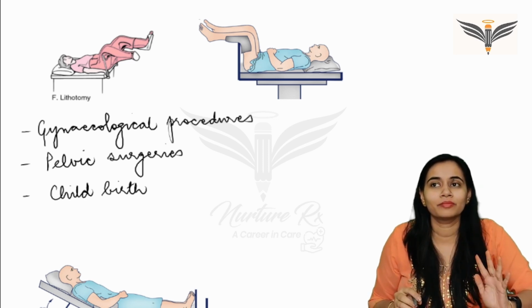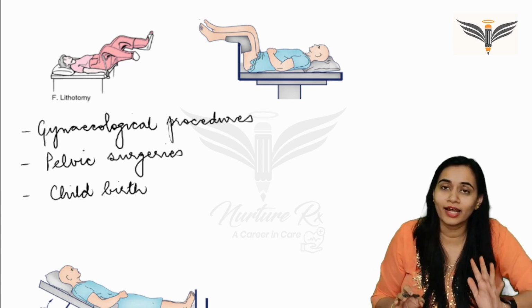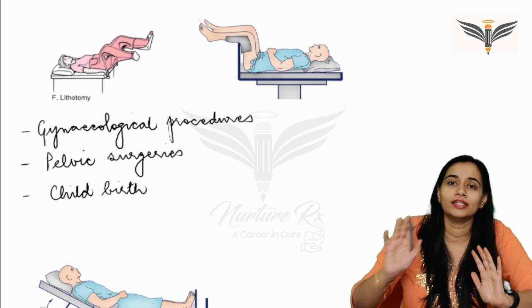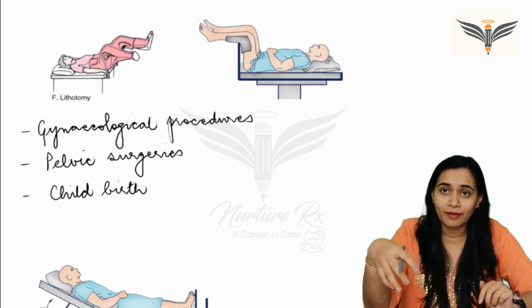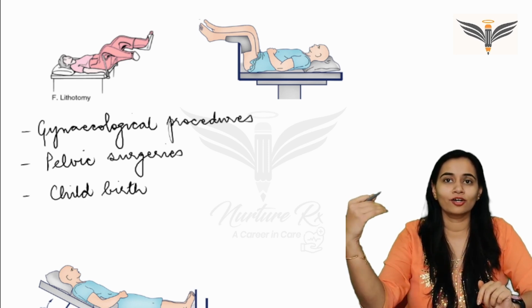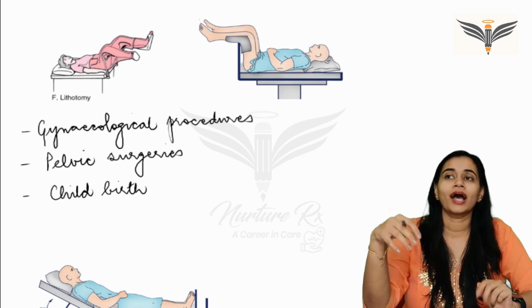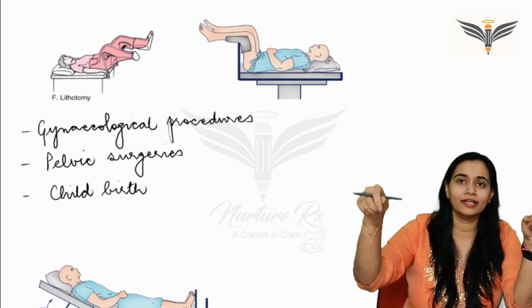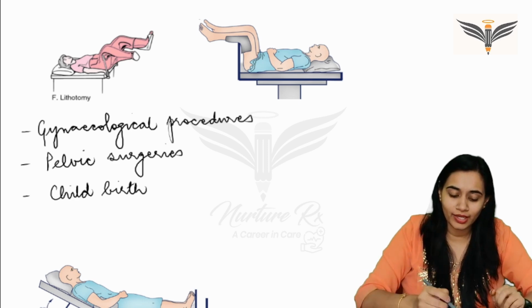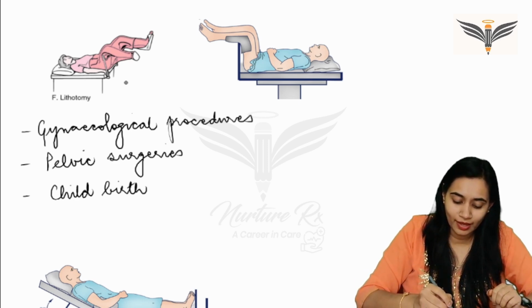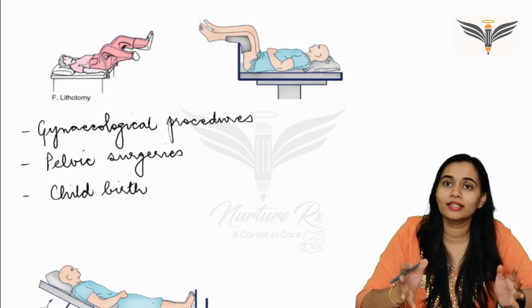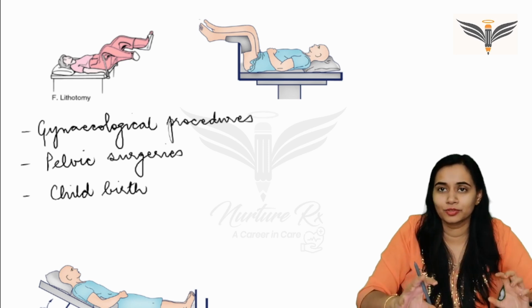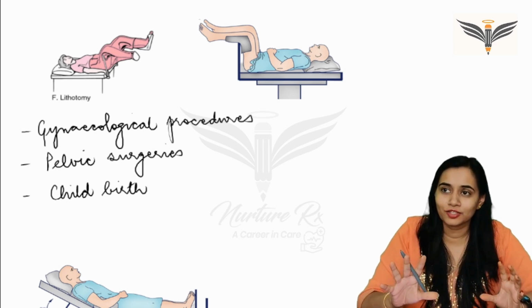Again, lithotomy position is very common. Where have you seen it? You've seen it in the labor rooms. So what happens in this? The patient lies down on her back, and the legs are tied through a stirrup. Okay. So what happens is, the pelvic area is exposed.